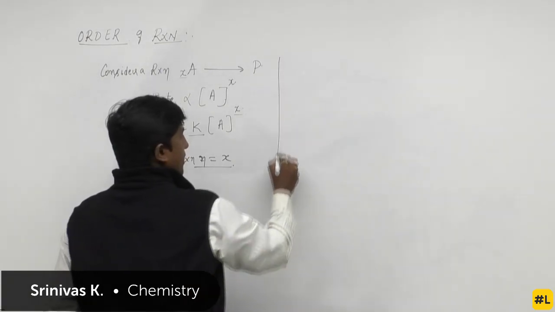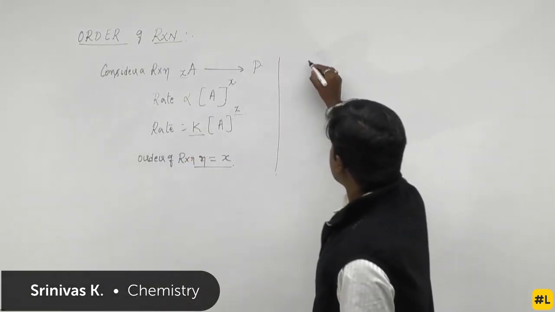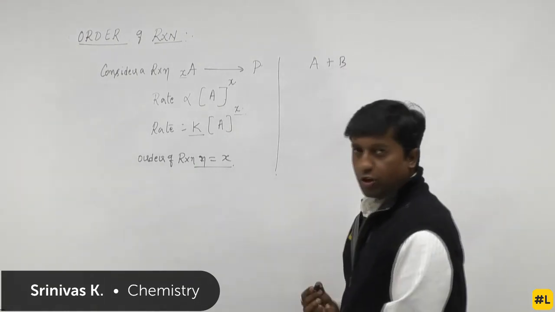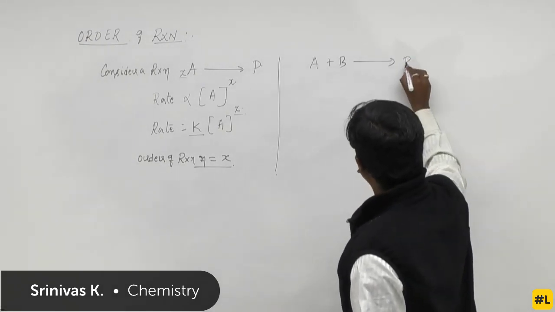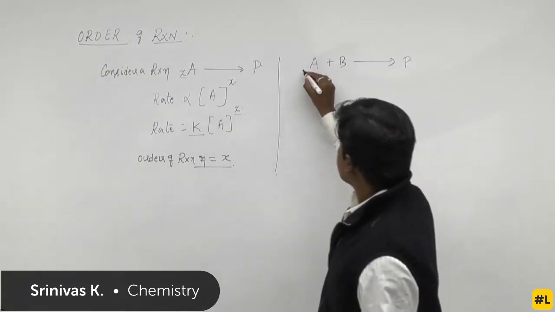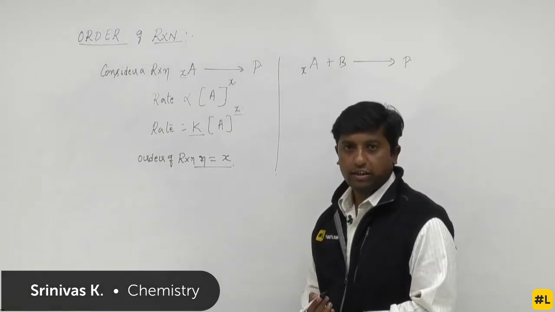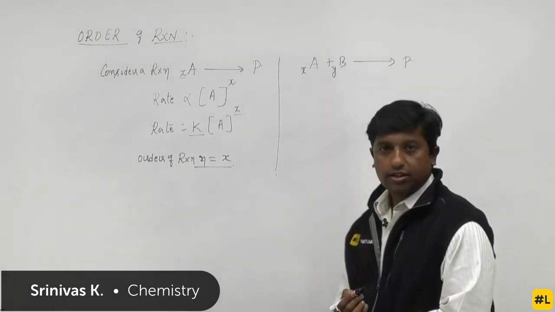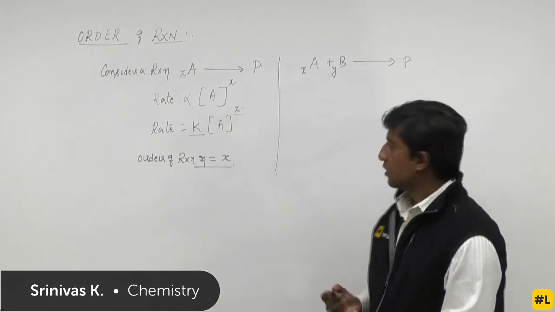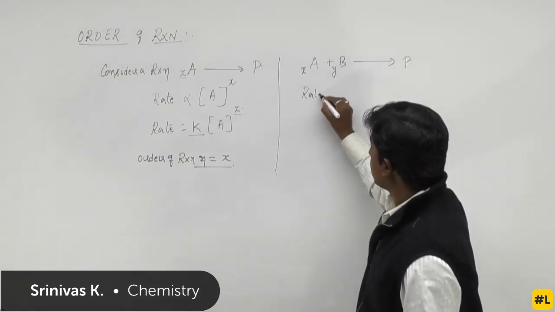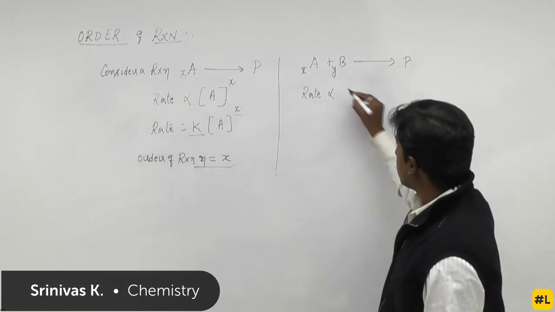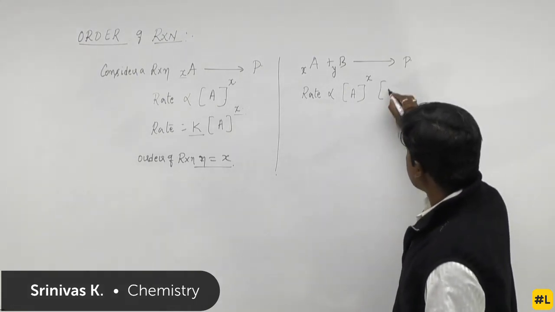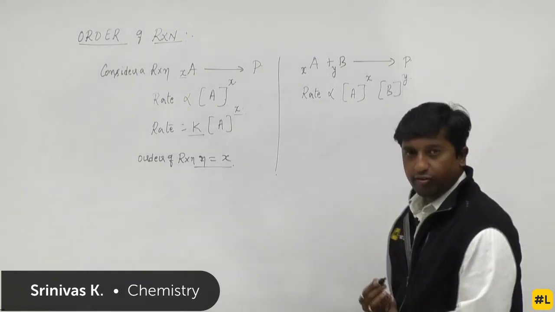Now I take one more example. Let us consider another reaction in which a reactant A reacts with another reactant molecule B to give product P. Let X be the power with respect to reactant A. Let Y be the power with respect to reactant B. Now let us write the rate expression for this. Rate is directly proportional to the concentration of reactant A raised to the power of X, and the concentration of reactant B raised to the power of Y.